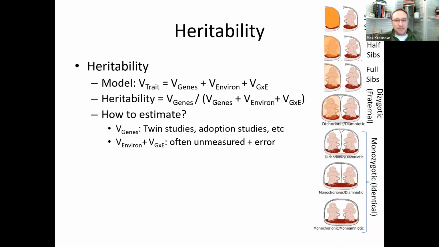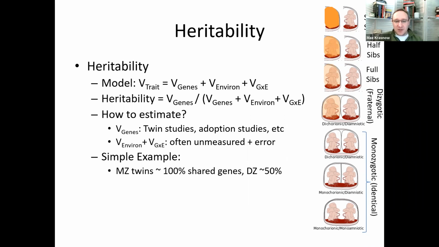So let's look at a simple twin study to see how this can be done to actually estimate heritability. Monozygotic, or MZ twins, share, for all intents and purposes, 100% of their genes. They have 100% genes in common because they came from the same zygote. Whereas dizygotic twins are basically just like full siblings. They only share as many genes in common as full siblings do, so about 50% genes in common.